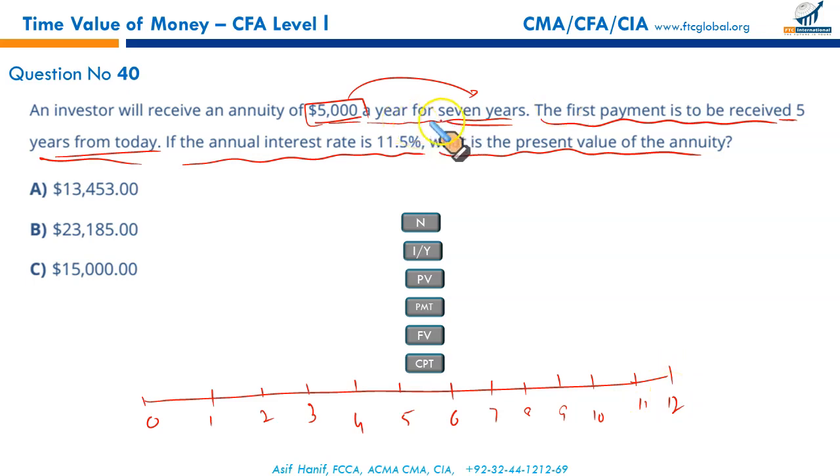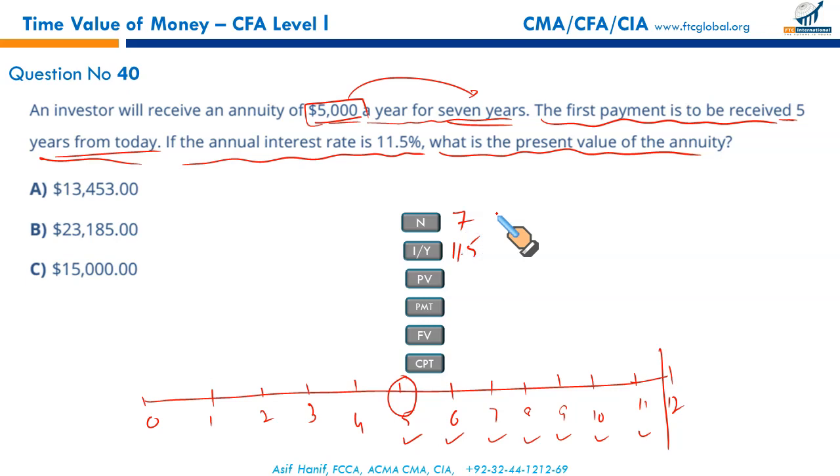It says that you will receive 7 payments and the first payment will be received 5 years from now. That's where you will receive your first payment, 5 years from now. Starting from here, there will be 7 payments. This is the first payment, second, third, fourth, fifth, sixth, seventh. That means there are 11 years. So there will be 7 periods. There is no periodic compounding, just 11.5.